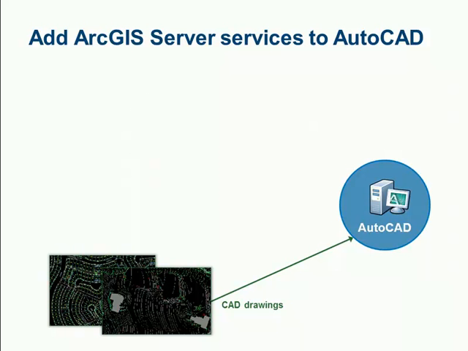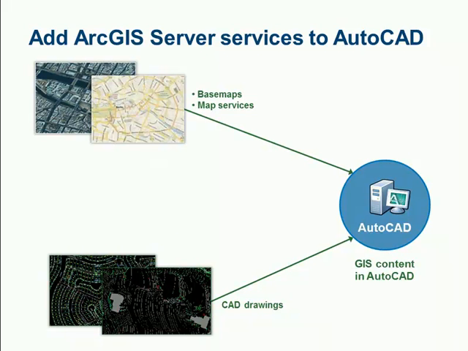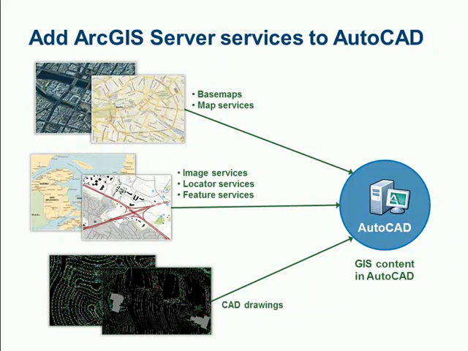Now, when we're working in AutoCAD, you of course have the CAD drawings. As just mentioned, services can be added for visual context and information. These would be base maps and map services. With recent releases of ArcGIS for AutoCAD, even more service types can be used within AutoCAD. Image services provide further imagery for viewing. Locator services allow you to quickly find your working area. And feature services allow for accessing the geodatabase from the drawing.